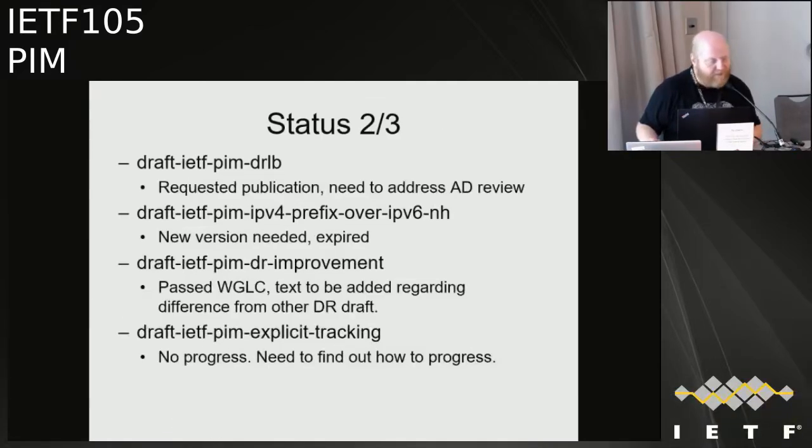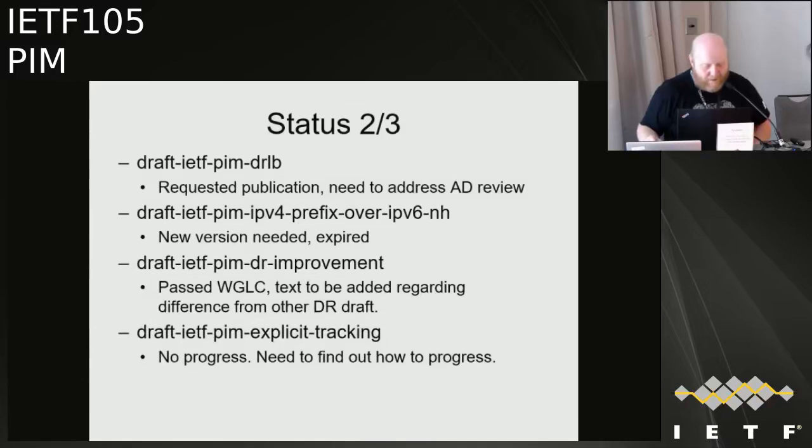There's a draft for IPv4 prefix over IPv6 next hop that has been stuck for a while. As one of the authors, that's mainly my fault. I'll try to get back to that. There's a DR improvement draft. It passed working group last call, but last meeting we agreed that it should have a little bit of text explaining why this is different from the other DR draft that we have been discussing in the working group. So I suggested some text, and if the authors and the working group are happy with that, we can move on, or we can discuss, of course, what we want to do. But it's more or less ready to be published, or at least go to the IESG.